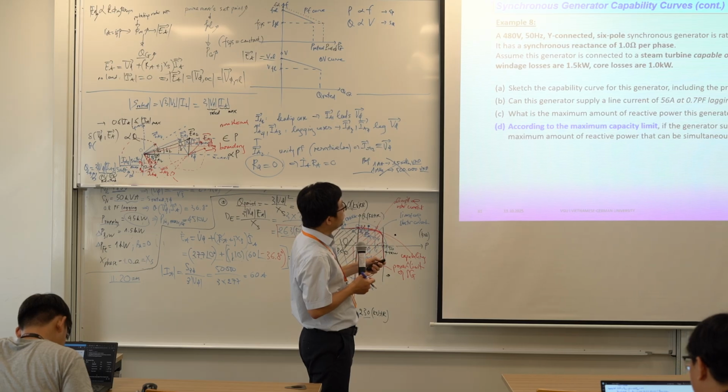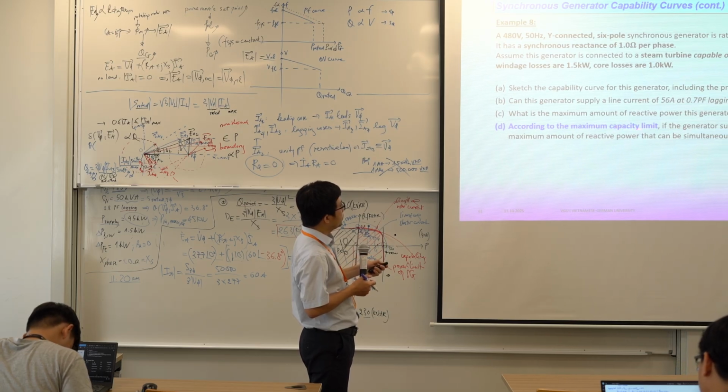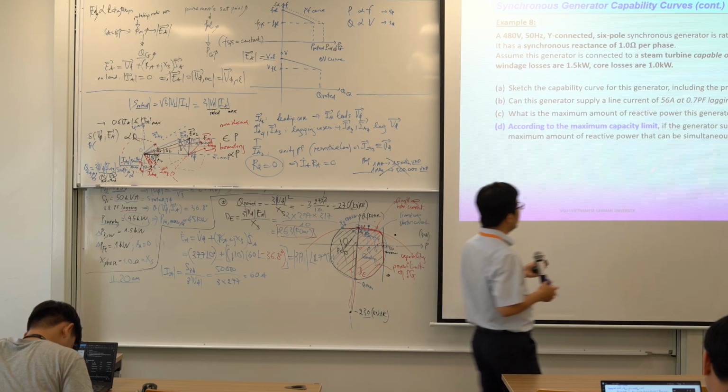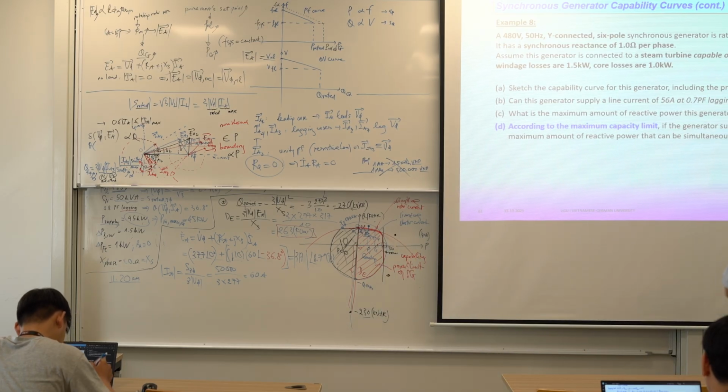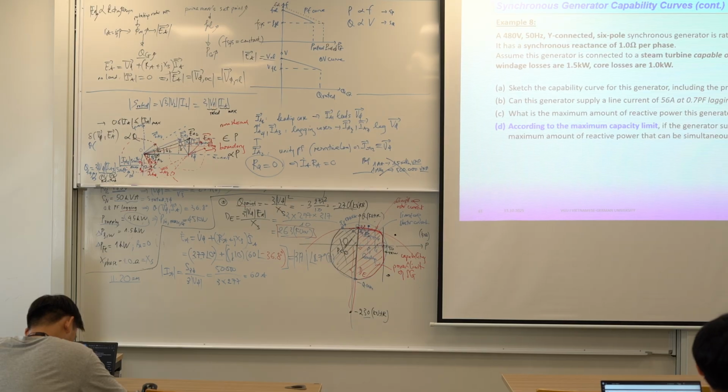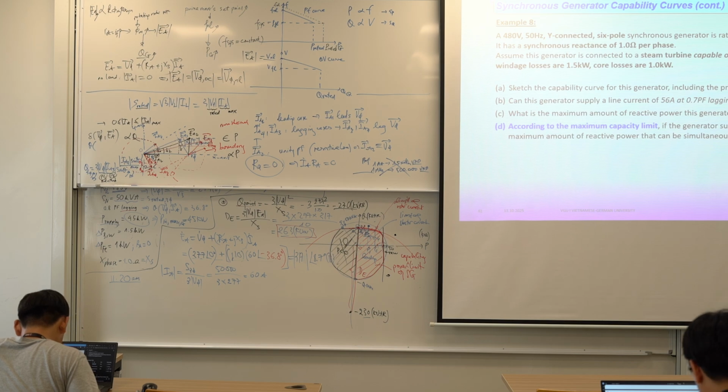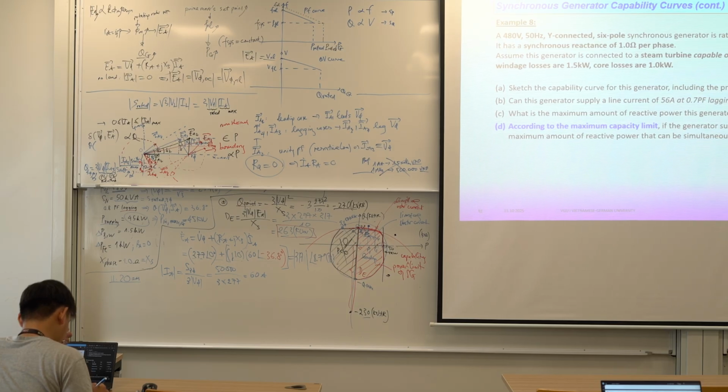Come back. According to the maximum capacity limits, if the generator supplies 30 kilowatts of real power, now the generator only supplies 30 kilowatts. VG now is 30 kilowatts. Of course, VG max is how many? 45, and VG now is only 30 kilowatts. That's okay. What's the maximum amount of real power that can be simultaneously supplied?